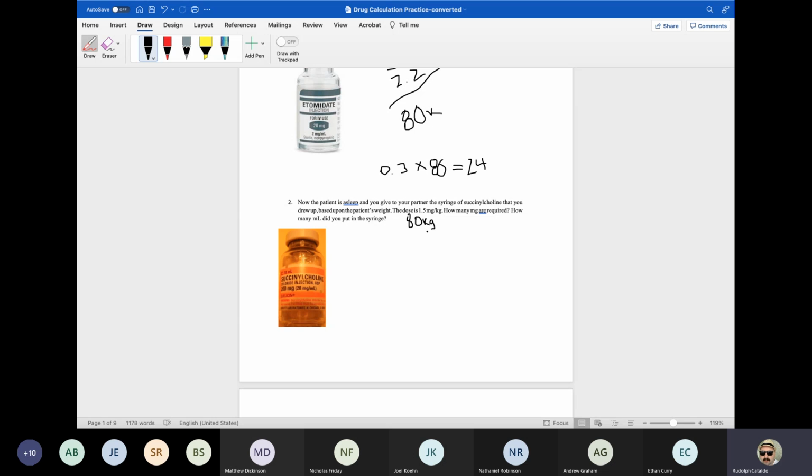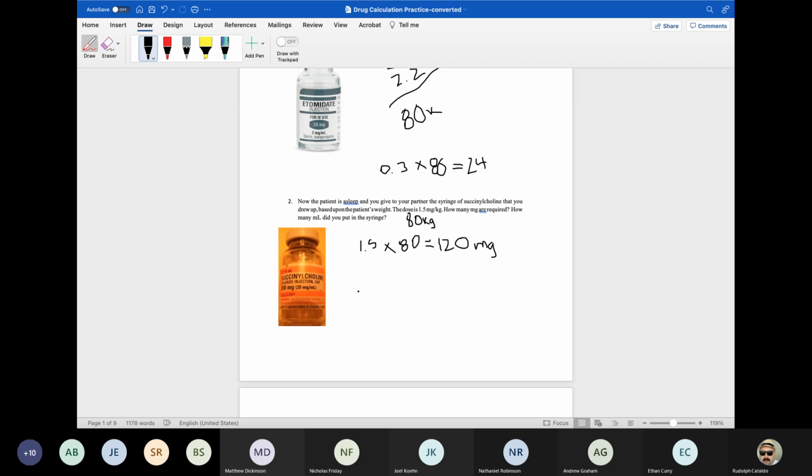So based on the patient's weight, which I wrote there is 80 kilograms, the dose is 1.5 milligrams per kilogram. So 1.5 times 80 gives us what? 120. Okay, so our dose would be 120 milligrams. How many mLs do we need to draw up then to get 120?